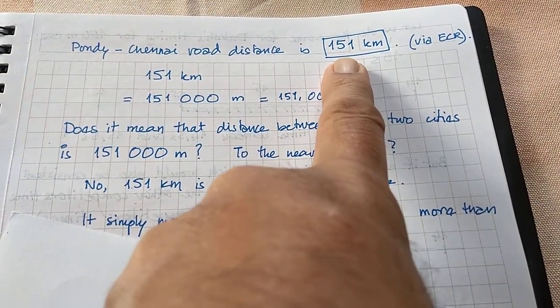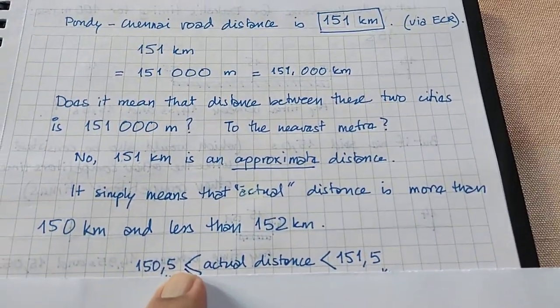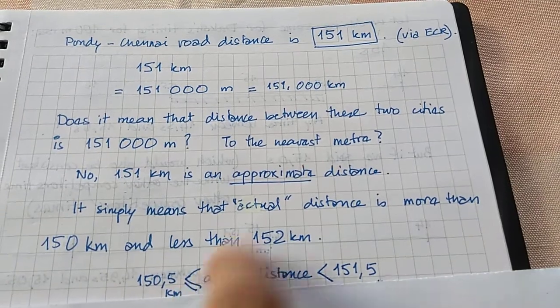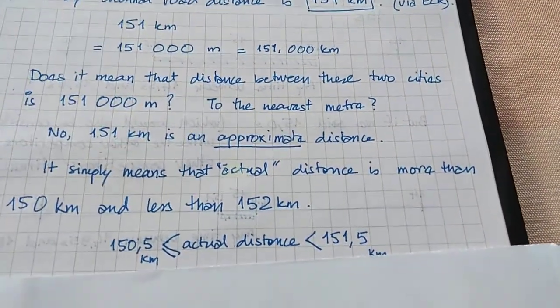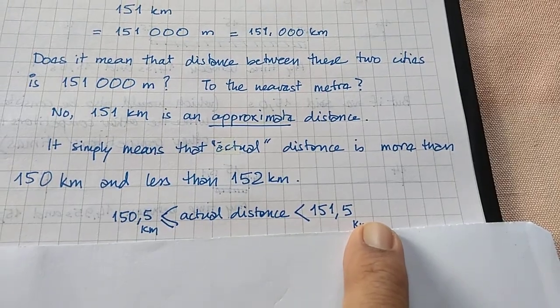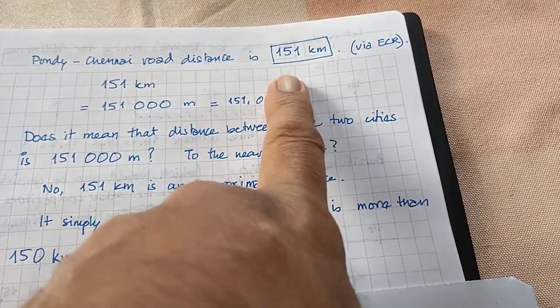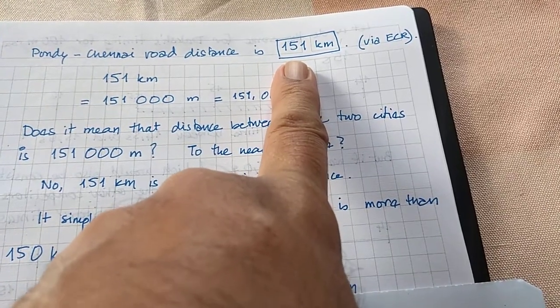If it was less than this, suppose it was 150.4 kilometers, I would say instead of 151, I would say it's 150 kilometers because 150.4 is closer to 150 than it is to 151. Similarly, if it was say 151.7 kilometers, then instead of saying 151 kilometers, I would say 152 kilometers.